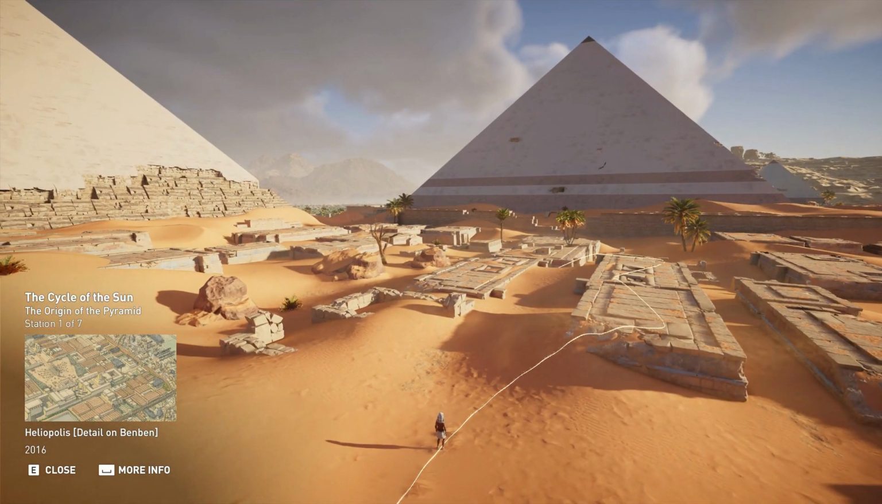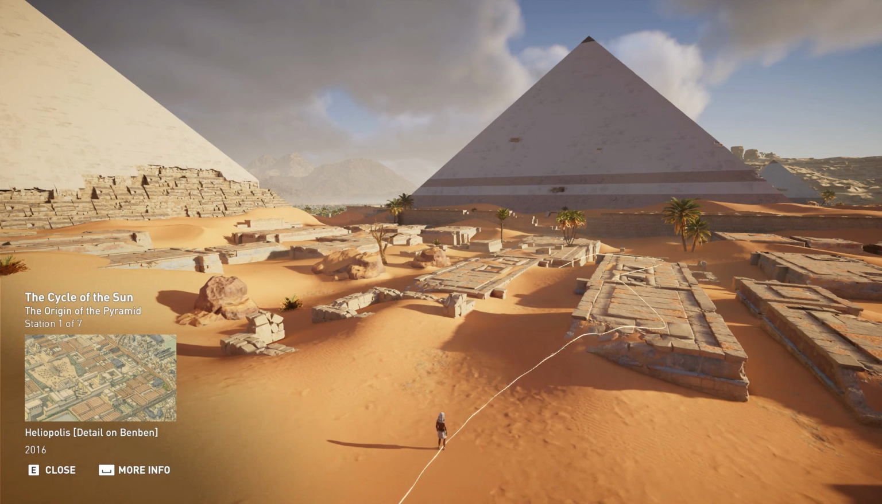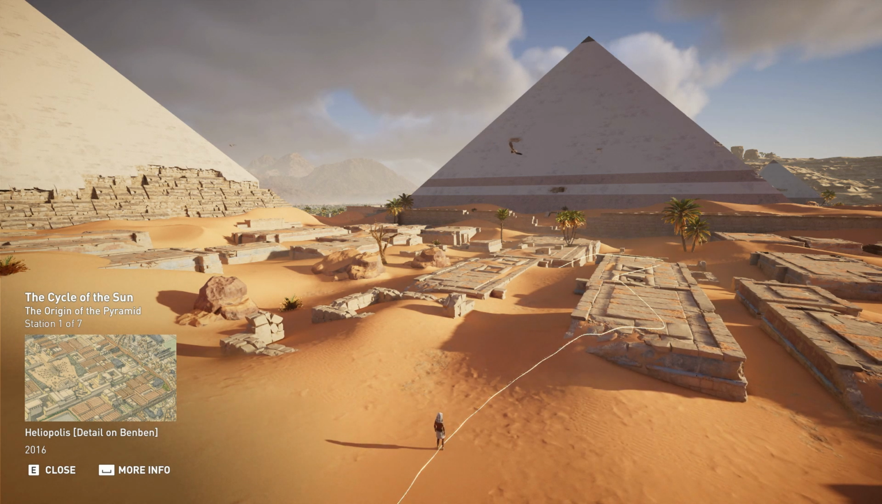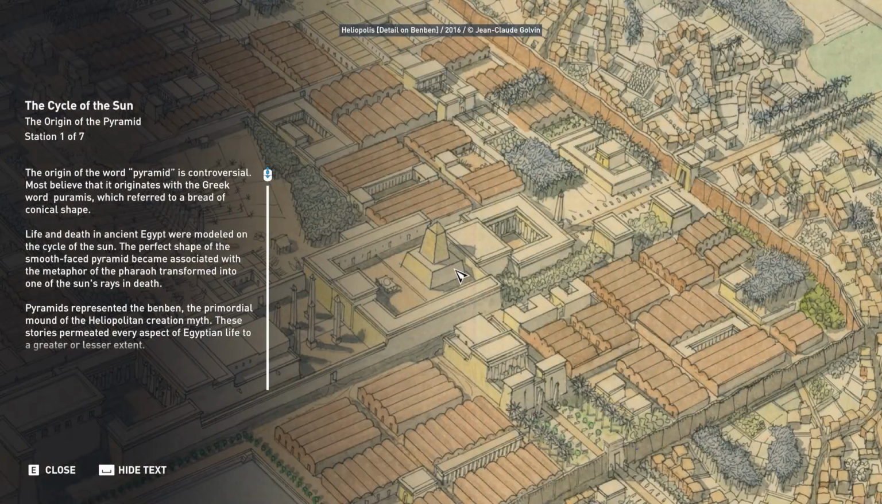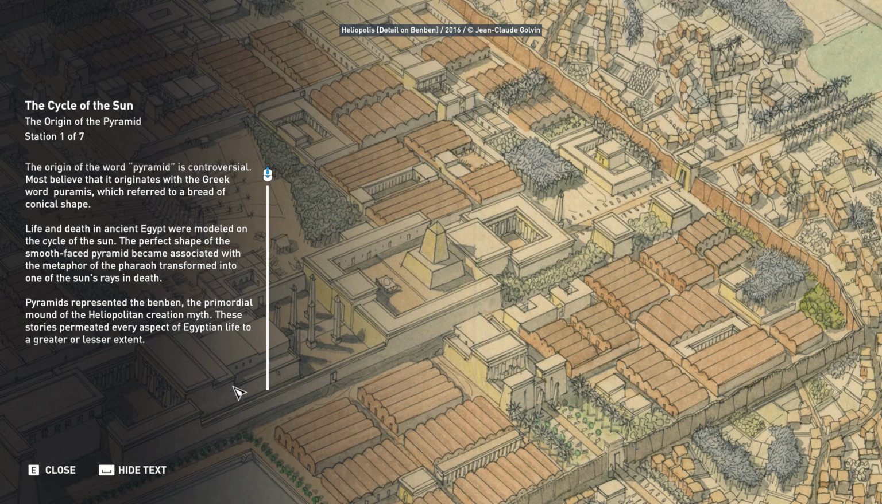The origin of the word pyramid is controversial. Most believe that it originates with the Greek word pyramis, which referred to a bread of conical shape. Life and death in ancient Egypt were modeled on the cycle of the sun. The perfect shape of the smooth-faced pyramid became associated with the metaphor of the pharaoh transformed into one of the sun's rays in death. Pyramids represented the Benben, the primordial mound of the Heliopolitan creation myth. These stories permeated every aspect of Egyptian life to a greater or lesser extent.